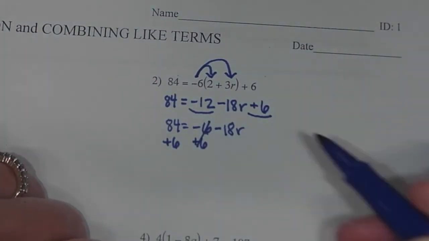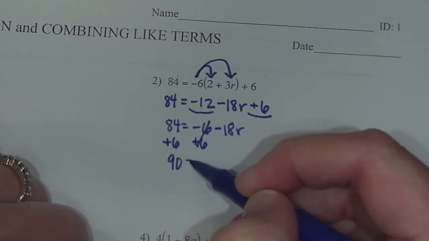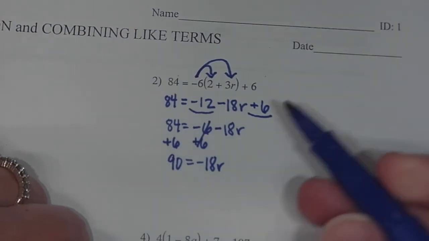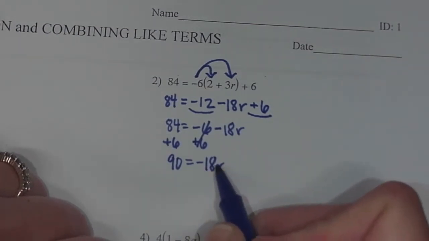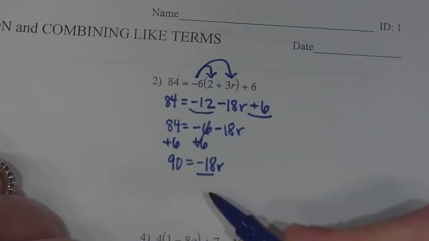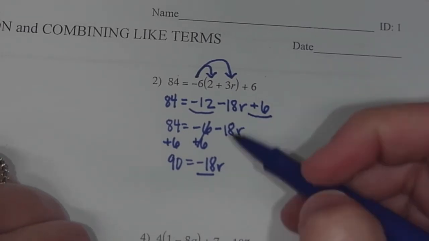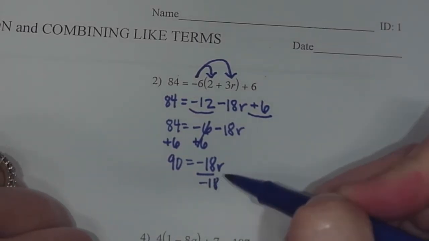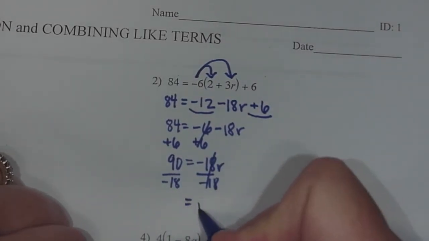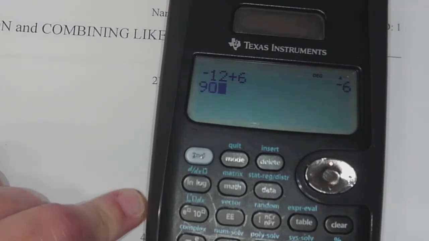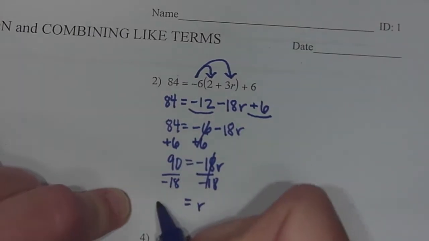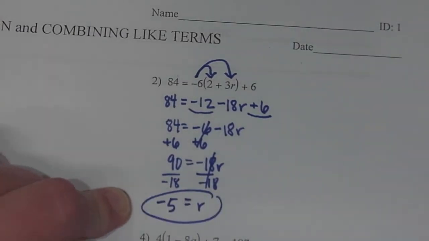That goes away because it equals 0, and 84 plus 6 gives me 90, equals negative 18r. That's what we had left here. Don't forget that negative sign. Now we have negative 18 times r, which is showing multiplication, so let's undo that multiplication by using division. We're going to divide by the number we want to get rid of, which isn't just 18, it's negative 18. So let's divide by negative 18 on both sides. That goes away, and my calculator is going to tell me what 90 divided by negative 18 is: negative 5. All right, there you go, and that's the answer for your first problem.